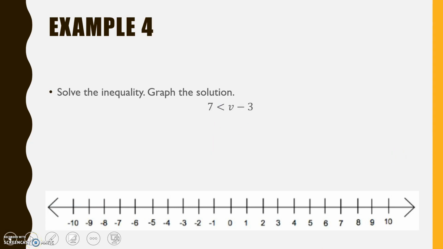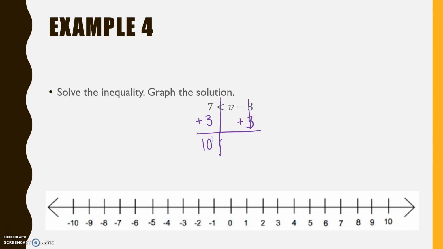All right, I want you to try this one on your own. Pause the video. You don't have to talk to anybody for this one. Okay. So we have a line through, and then you should say, okay, I am subtracting 3, so I want to add 3 to both sides. Add 3 to both sides.